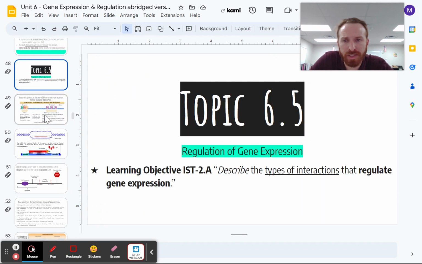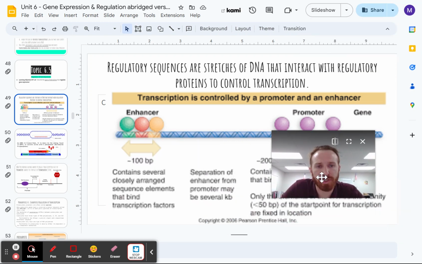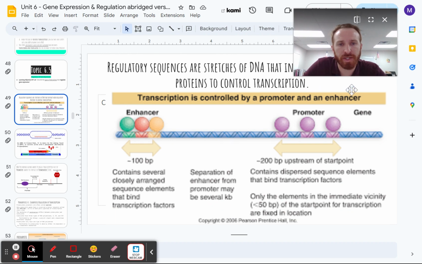Topic 6.5, we're looking at the regulation of it. Again, the big key here is the difference between operons and just a regulator gene in a eukaryote. Operons are what we call that stretch of DNA that specifically codes for a specific protein to be made in prokaryotes. You've got an enhancer region, which is kind of like your promoter. Well, I shouldn't say it's a promoter. The enhancer region is actually only in eukaryotes. So this right here, I apologize, is an example of eukaryotic gene regulation because you've got an enhancer region and then your promoter region.